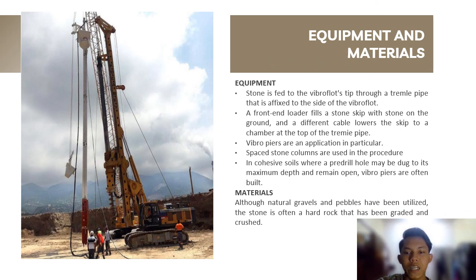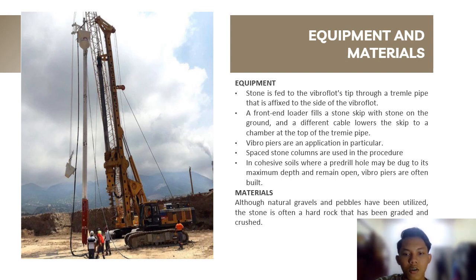We move to the equipment and materials. For the equipment, stone is fed to the vibroflot tip through a tremie pipe that is affixed to the side of the vibroflot. A front end loader fills a stone skip with stone on the ground, and a cable lowers the skip to a chamber at the top of the tremie pipe. Vibro piers are an application in particular. Spaced stone columns are used in the procedure.